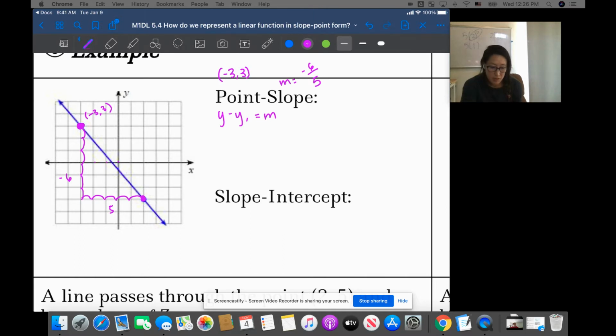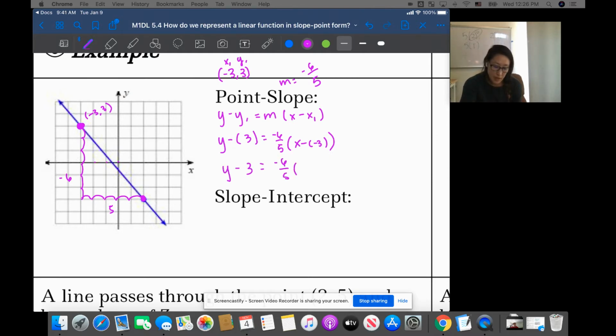So I'm going to start by writing my formula. y minus y1 is equal to the slope times x minus x1. And the point is x1, y1. We leave x and y. So I'm going to go ahead and write y, then the minus y1 is 3, positive 3, is equal to, the slope is negative 6 over 5 times x minus, and then x1 is replaced with a negative 3.